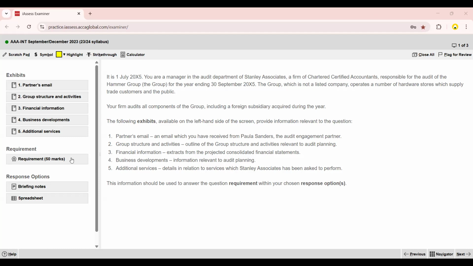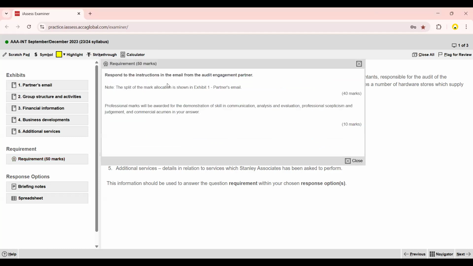Okay, first read the requirements. Respond to the instructions in the email from the audit engagement partner. Note, the split of the mark allocation is shown in Exhibit 1, partner's email. Professional marks will be awarded for the demonstration of skill in communication, analysis, and evaluation, professional skepticism and judgment, and commercial acumen in your answer.